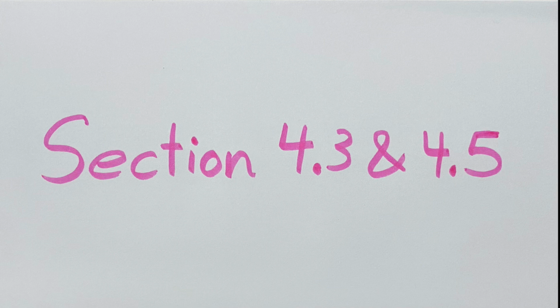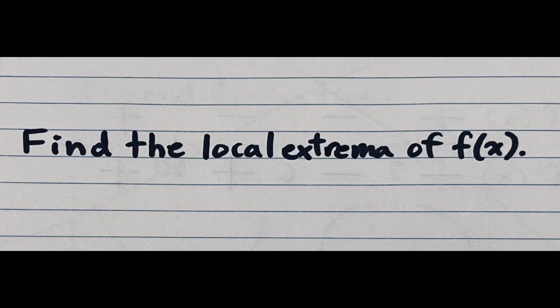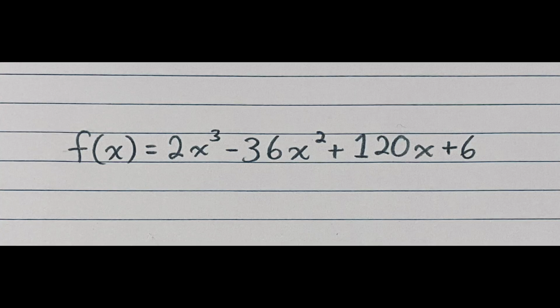In this video tutorial, I'll be going over 4 problems from section 4.3 and 4.5. So the first problem wants us to find the local extrema of f of x. And it gives us f of x is equal to 2x to the third minus 36x squared plus 120x plus 6. And local extrema are just the local max or local min.